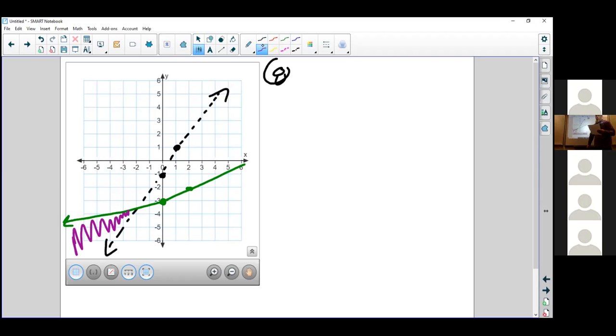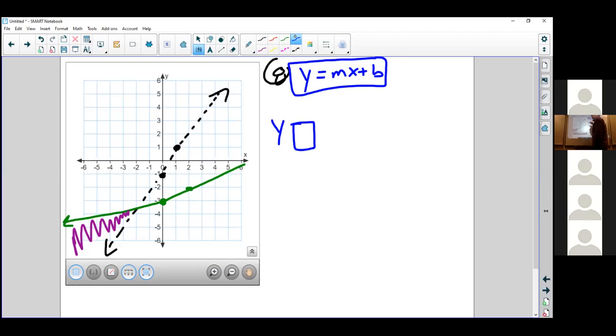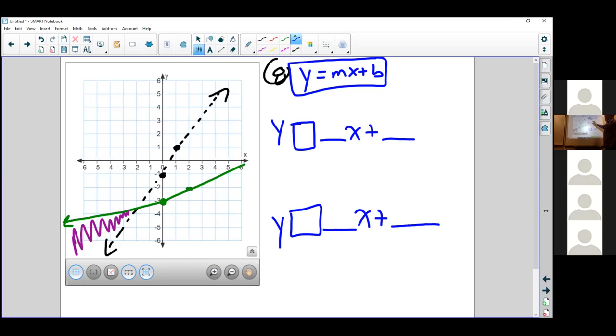So now we want to find both of the equations. The first thing I have to realize is I have y equals mx plus b. This is set up for us to do it. So I'm going to go y, box. That's going to be an inequality sign. We still have to figure that out. Blank x plus blank. And I'll have two equations that I'm setting up. Okay, so let's take care of the black one first.